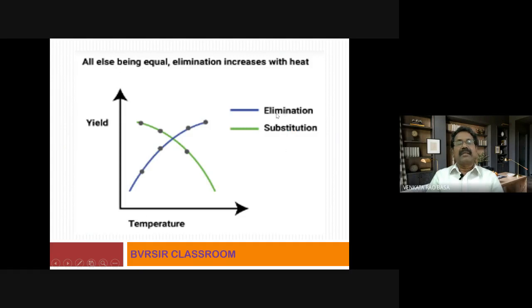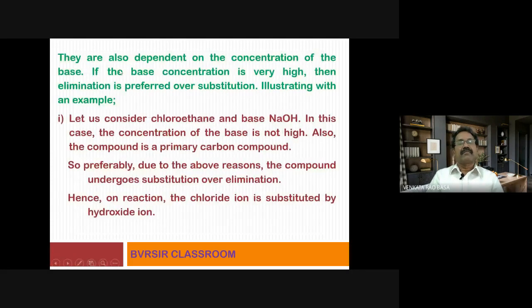So blue line, elimination. Temperature increases on the x-axis. As temperature increases, you observe this one. Elimination rate also increases. As temperature increases, the rate of substitution decreases. So lower temperature, substitution favored. Higher temperature, elimination reaction favored. They are also dependent on the concentration of the base. Concentration of the base plays a very important role.